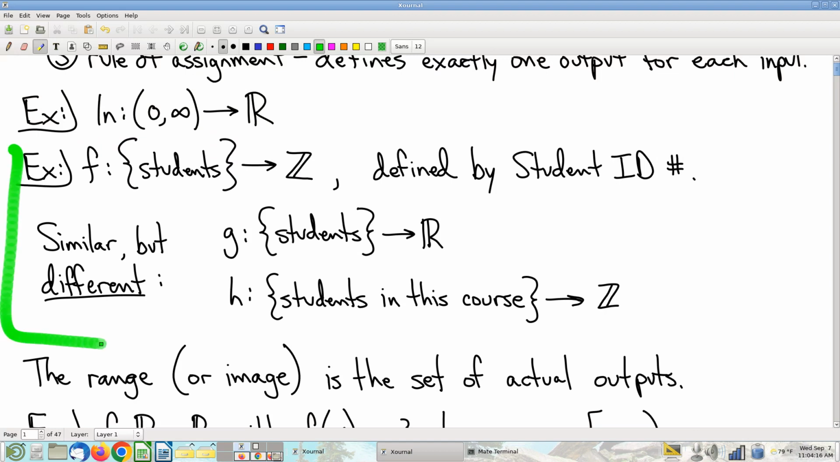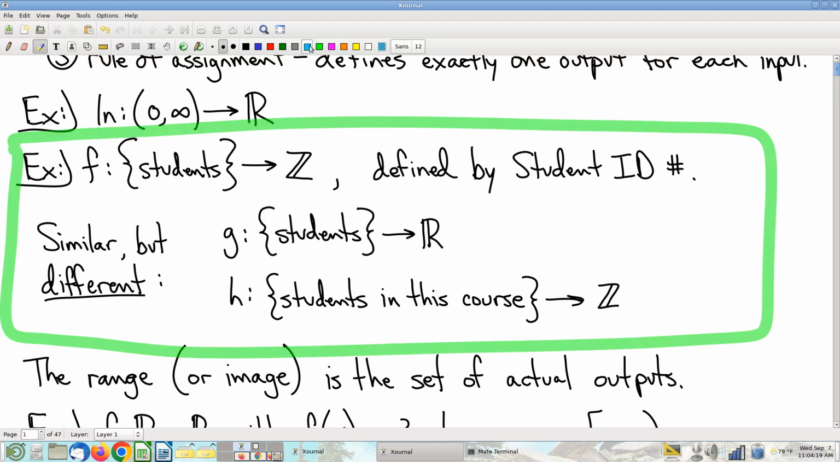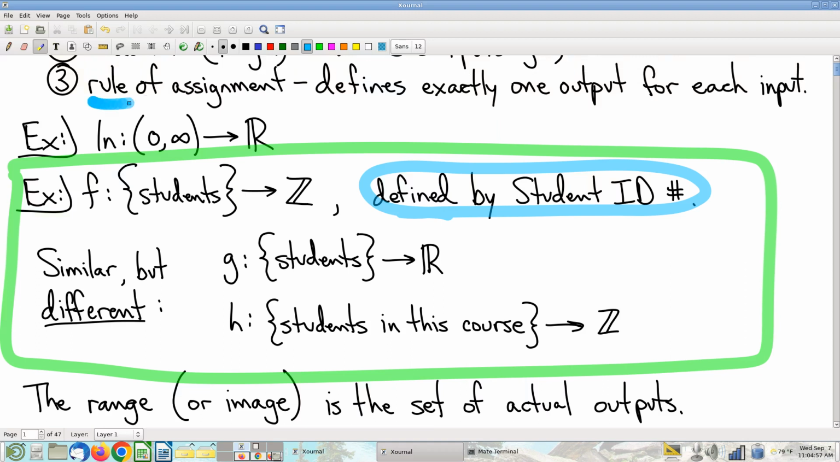Okay, here's a more interesting example, I think, though. Let's look at these three functions here. All of these three functions have what I'm going to call the same formula. It's the student ID number. Now, is that a formula? How do I write student ID in terms of exponentials and polynomials? That's not what it is, right? It's not a formula per se, but this is a well-defined rule of assignment. You give me any student, I can produce an integer that is that student's ID number. Rule of assignment. Is that cool for everybody? Okay, so rule of assignment.